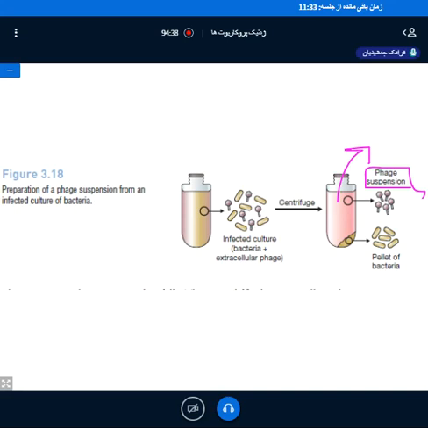So, listen to me. If we have a culture with bacteria and phage, if we centrifuge, the bacteria are heavier. So, if we centrifuge, the bacteria, because they are heavier, go down. And what is in the upper side? We have phages. Okay, understand?